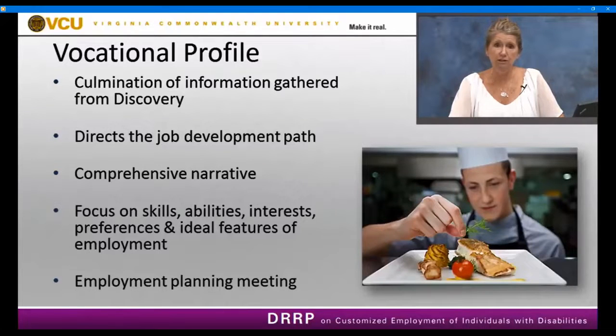This also includes an employment planning meeting where the individual can invite all of their friends and family that are important to them to talk about what the plan is moving forward, and allows us to take some time to brainstorm ideas of businesses and job tasks that would be a good match for the individual.